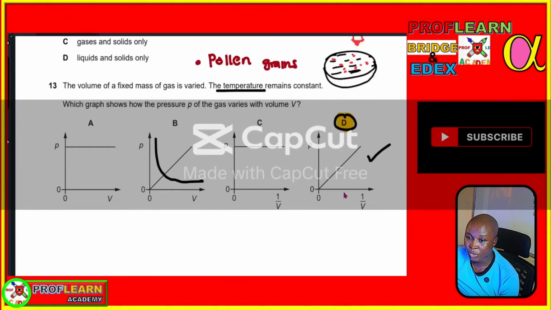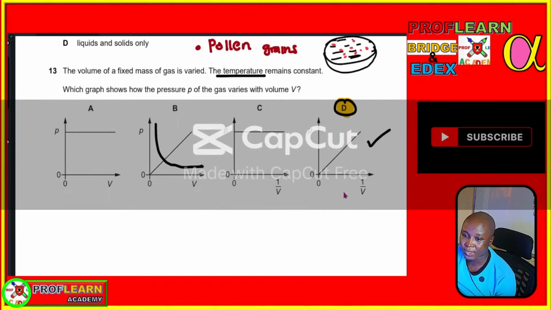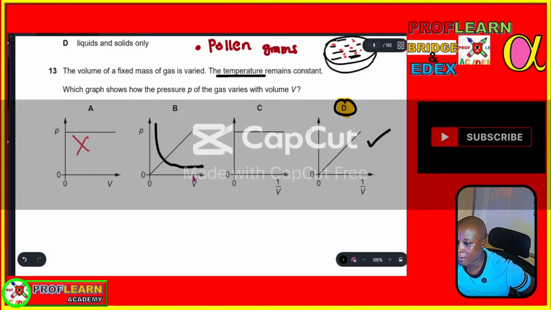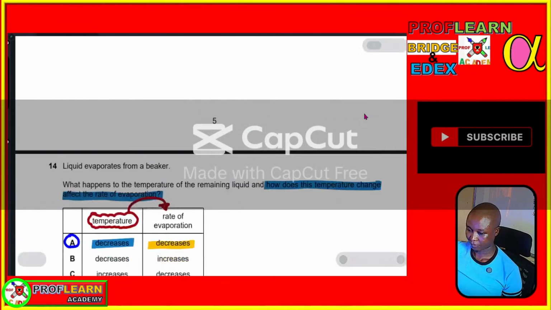Right, so moving to question number 13, we need to understand pressure against volume. If it was pressure against volume like that, it will be a graph that looks like this. So this one's not correct, this one's not correct. Then P against 1 over V, it will be a straight line like that. So the correct answer is going to be D there.